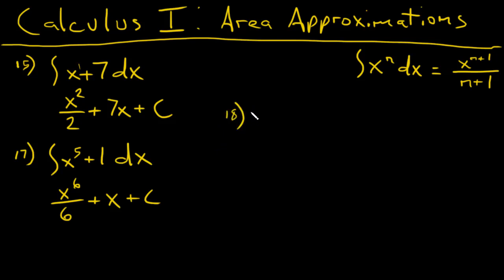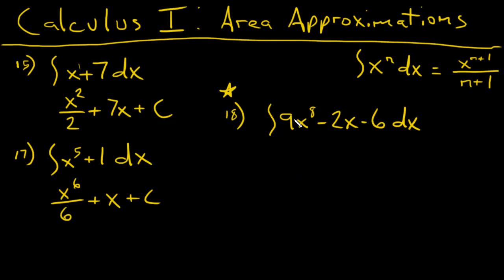So let's knock out 18. 18 was one of the starred ones. So these are the ones that you'll actually self-grade. So we had the integral of 9x to the 8th minus 2x minus 6 dx.